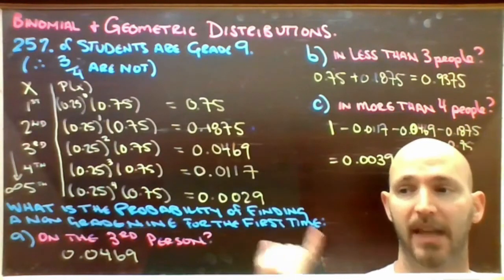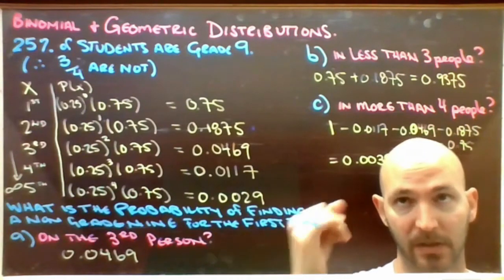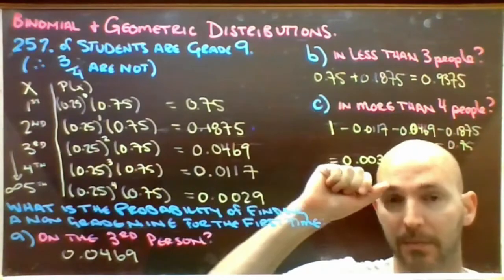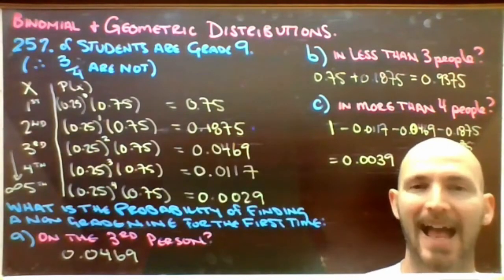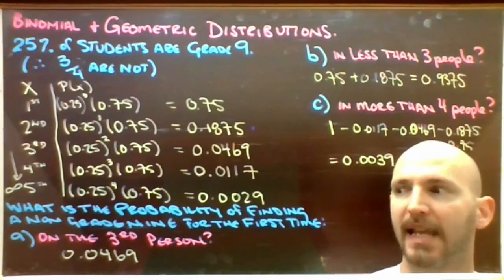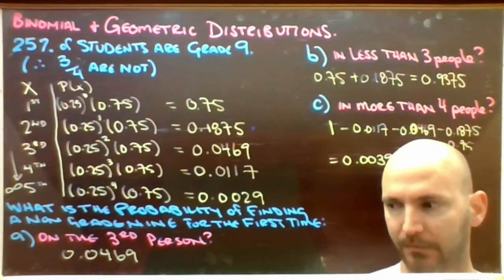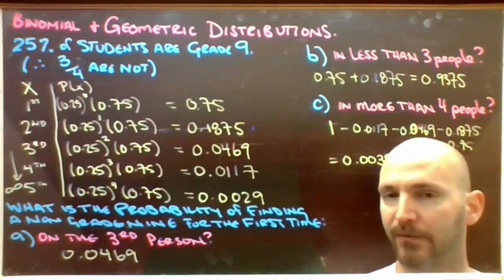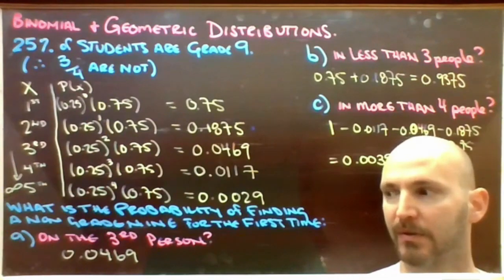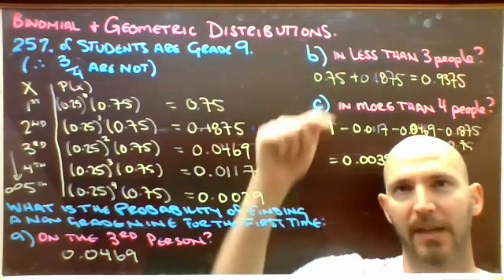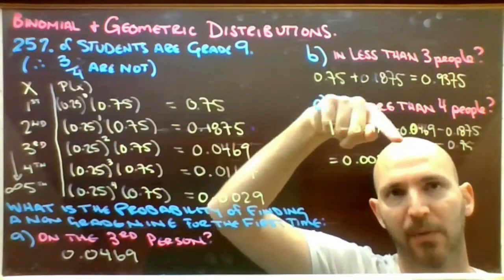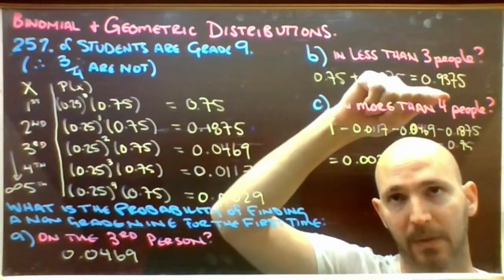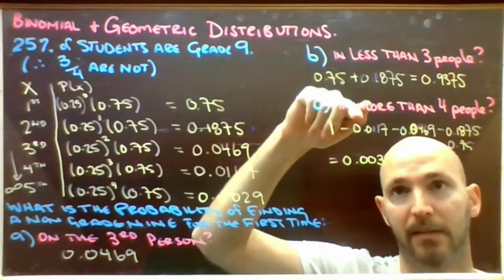All right, so we've done expectation for a geometric distribution, and we've done questions like this: on the third person, less than 3 people, more than 4 people. The other one you have to watch is the phrase at least. So if I say at least 2, that means 2 is okay, and 3, and 4, and 5. More than 2 is 2 doesn't count. So in this case, more than 4 people, I threw away everything that was 4 or less. If I had said at least 4 people, then I would have had to throw away 3, 2, and 1.